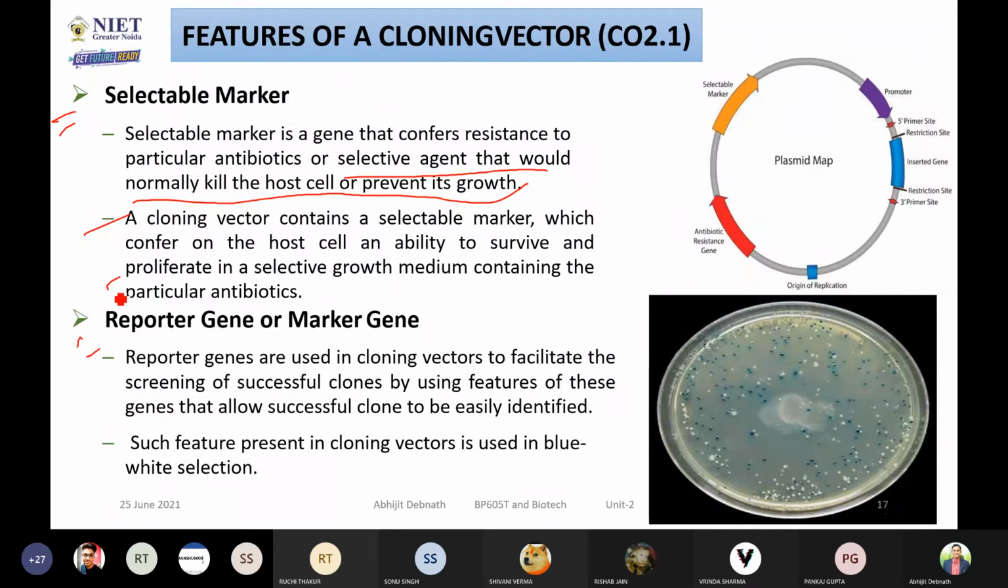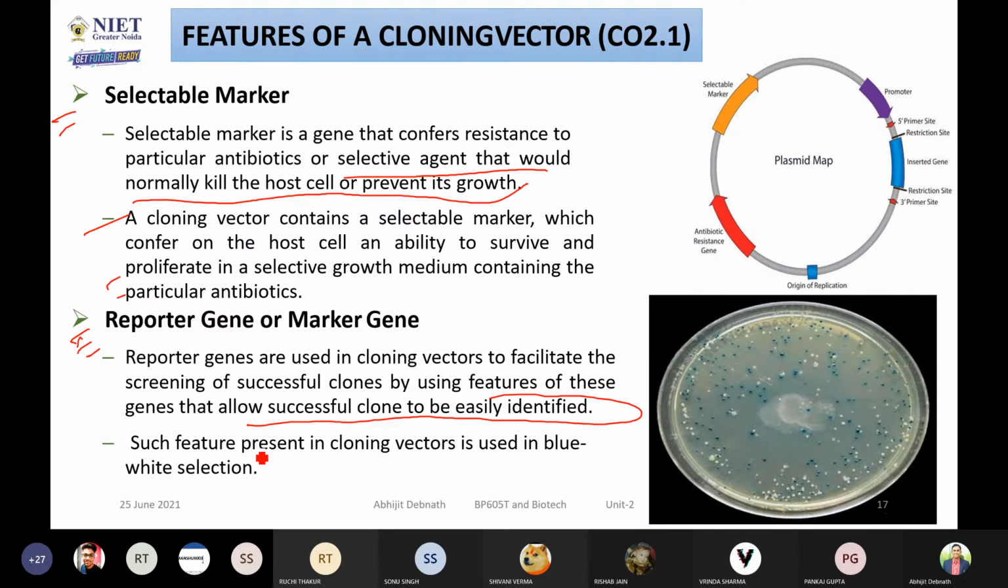Okay, so another feature is the reporter gene or marker gene. Reporter genes are used in the cloning vector to facilitate the screening of successful clones, by using features of these genes that allow the successful clone to be very easily identified. If you are making a clone, you have to analyze and see its expression. For that, the reporter gene plays a very important role.